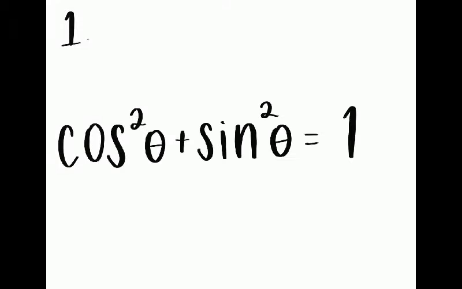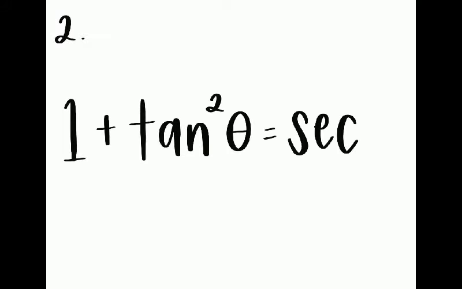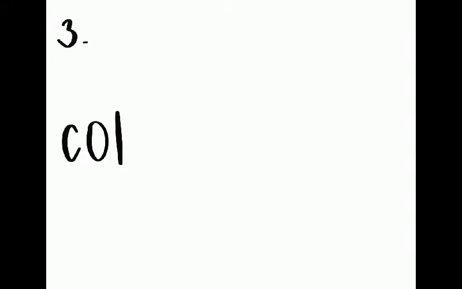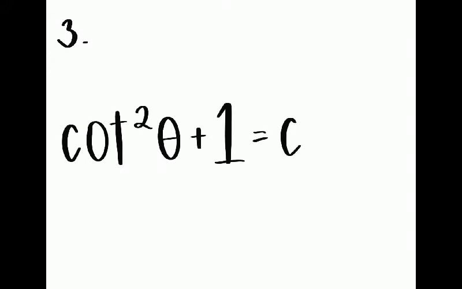Lastly, for the Pythagorean identities, cosine squared theta plus sine squared theta is equal to 1, 1 plus tangent squared theta is equal to secant squared theta, and cotangent squared theta plus 1 is equal to cosecant squared theta.